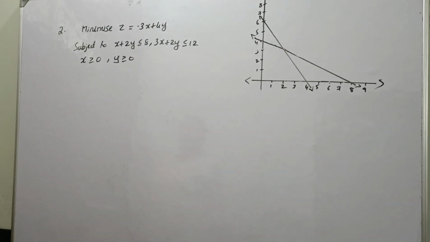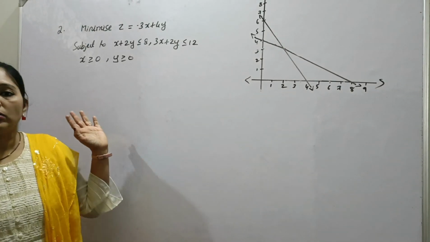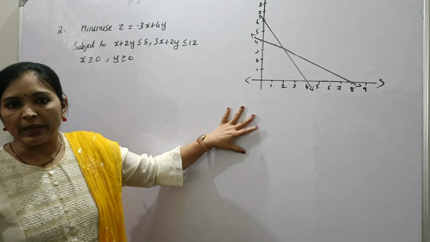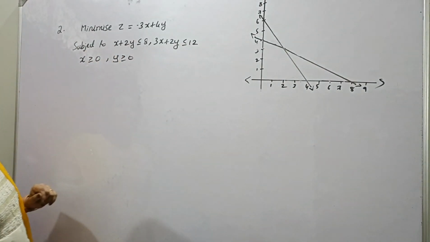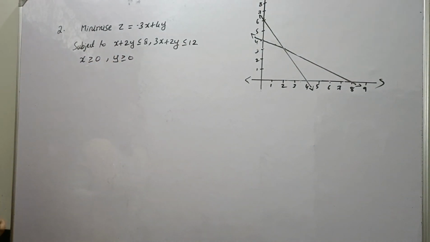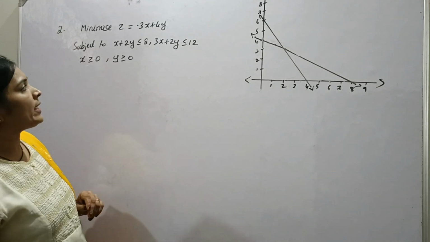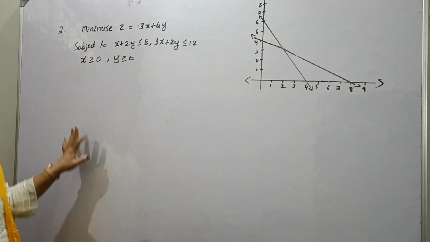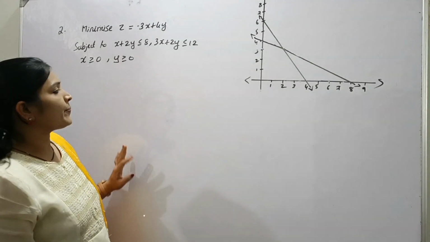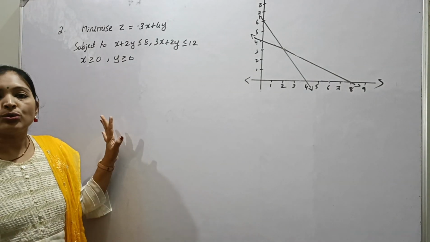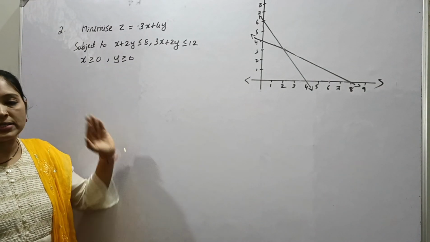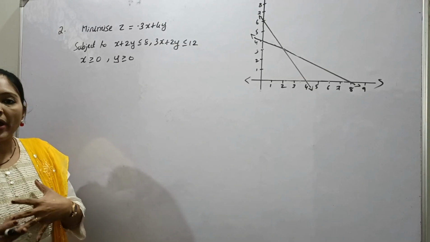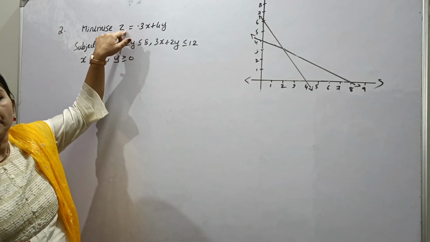Look at the next question. Here also we have to find the solution by graphical method, and minimize z is equal to minus 3x plus 4y subject to x plus 2y less than or equal to 8, 3x plus 2y less than or equal to 12, x greater than or equal to 0, y greater than or equal to 0. Here also objective function and constraints are given. We have to find when z is minimum.